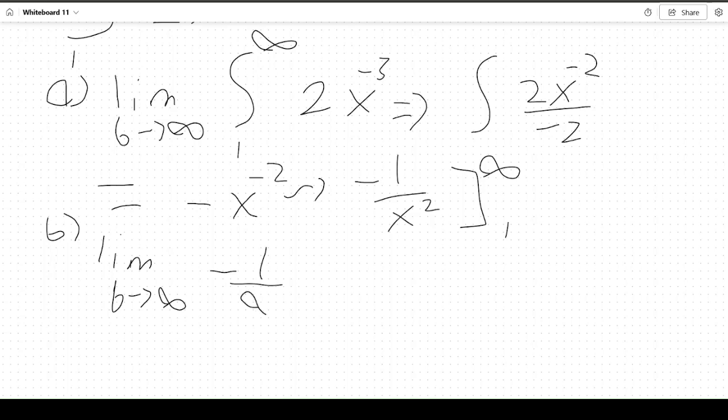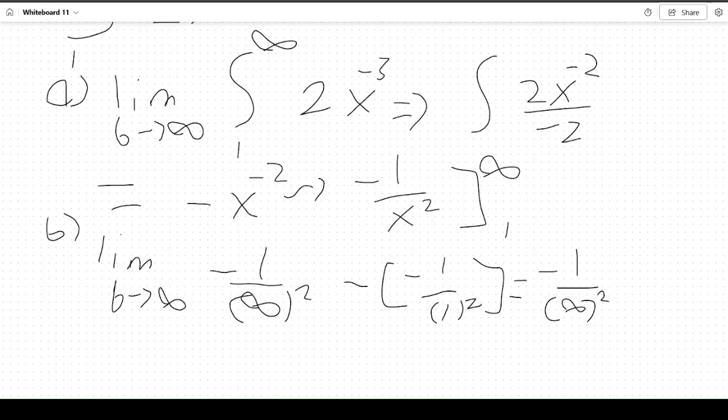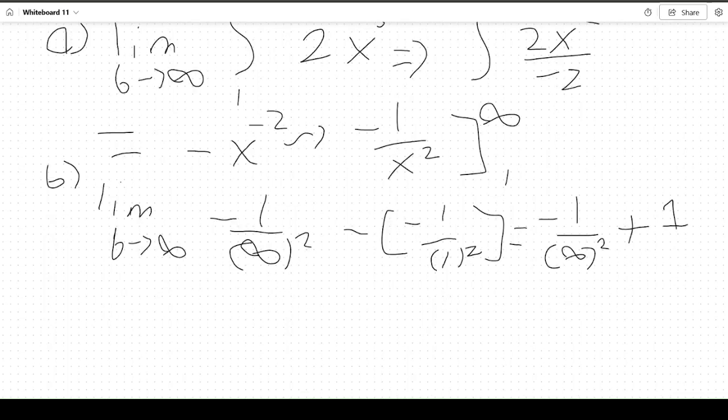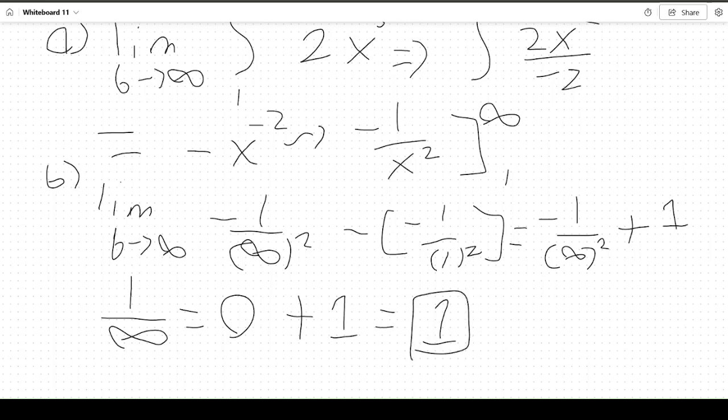So infinity will be plugged into x, and 1 would be plugged into x. As you can see here, this would still be infinity to the power 2. This will become 1. And whenever we have an infinity as the denominator, it will always be equal to 0. So this would be 1, and this would be convergent since we have a finite number.